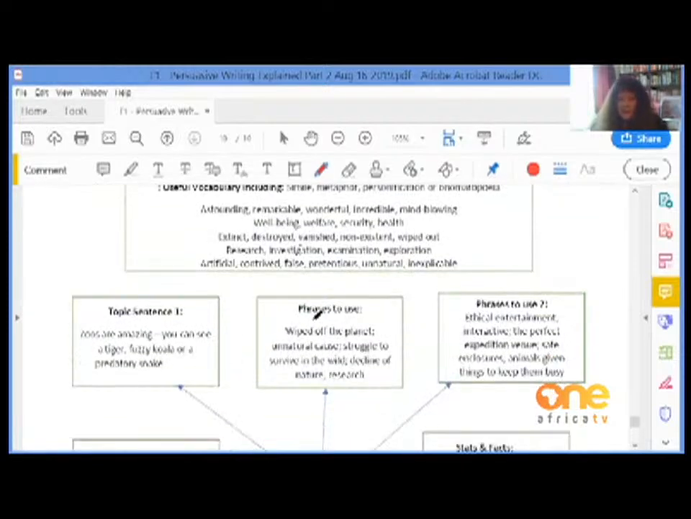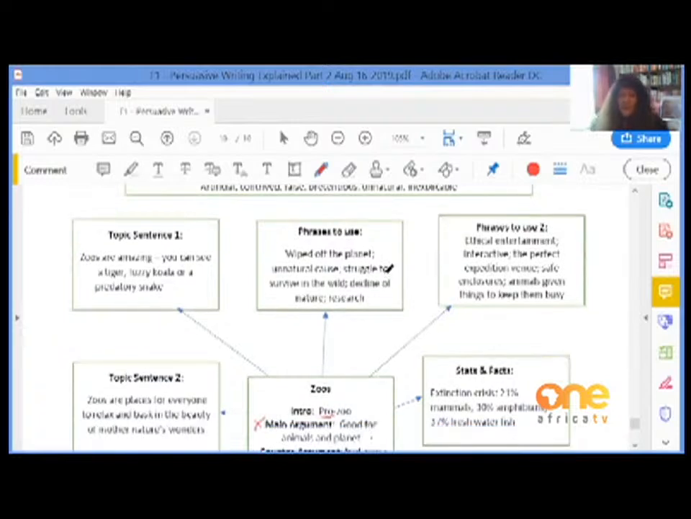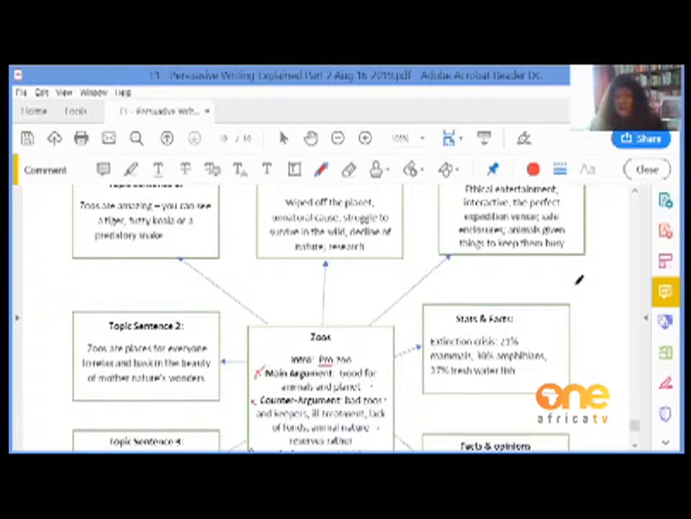Then we've got phrases you could use. You want to be dramatic. Maybe they're going to be wiped off the planet from some unnatural cause, struggle to survive in the wild, decline of nature, research. Some more phrases you might want to use. You're just thinking of all this before you even start, don't forget. Entertainment, interactive with some of the animals in a zoo, perfect expedition venue for families that have no chance of going out to any nature reserves, safe enclosures, animals perhaps given things to keep them busy.